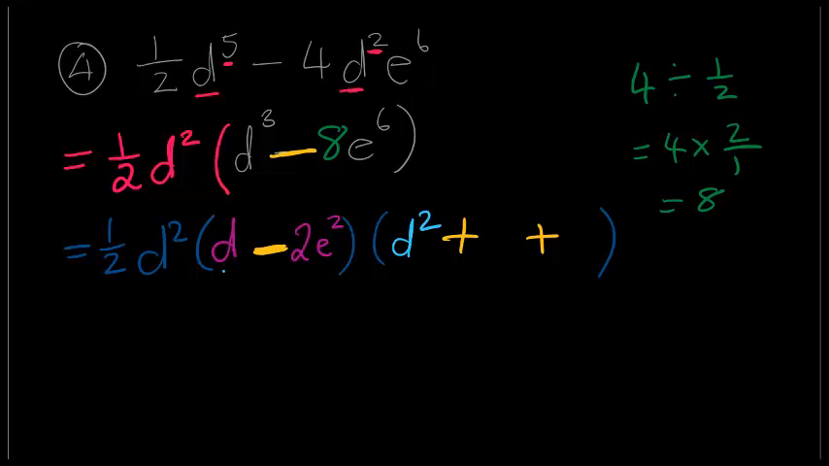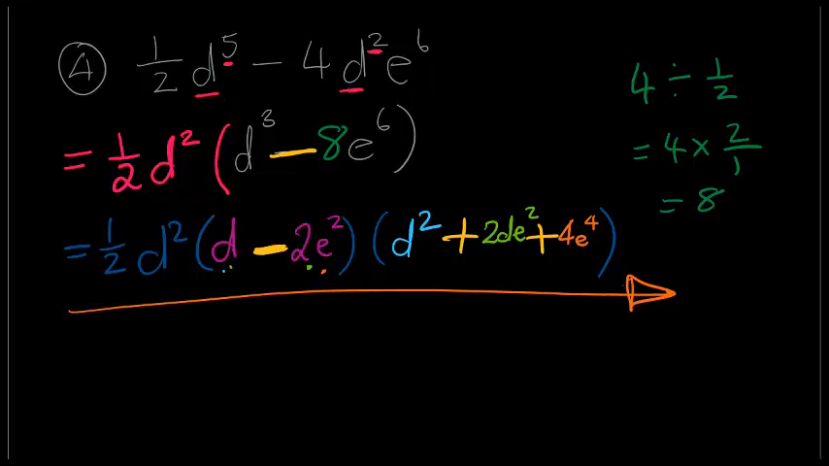All right, first term, second bracket, d squared. Second term is going to be 2 d e squared. I multiply that with that. And my third term is going to be that squared, which is going to be 4 e to the power of 4. And that's my final answer. So what we did differently here was that we factorized a half, and when we take out the factor, we are dividing. So this term divided by the one that we take out gives us the 8. Next question.